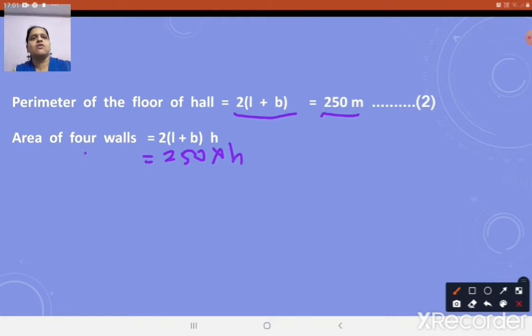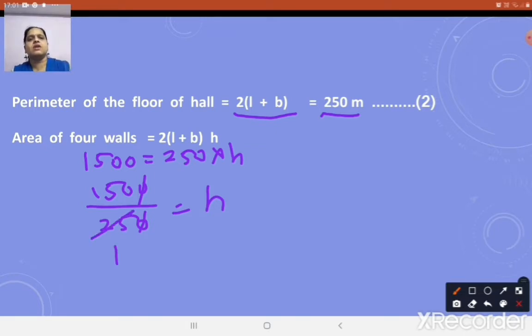And the area of 4 walls, we got here as 1500. So just divide 1500 by 250 and you will get the height of the hall. So what will it be? 0, 0 will get cancelled. If you want, divide by 5 and then again by 5, or directly 25 ones are 25, 25 sixes are 150. So you will get H equal to 6 meter.